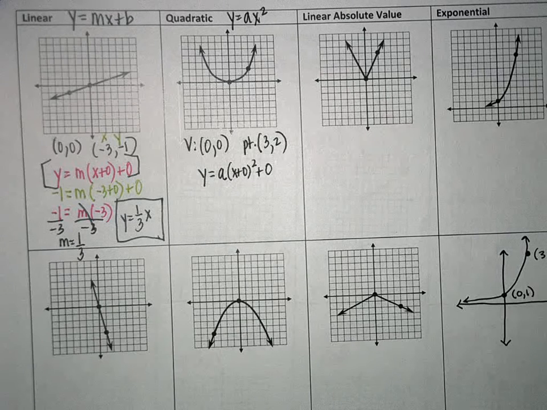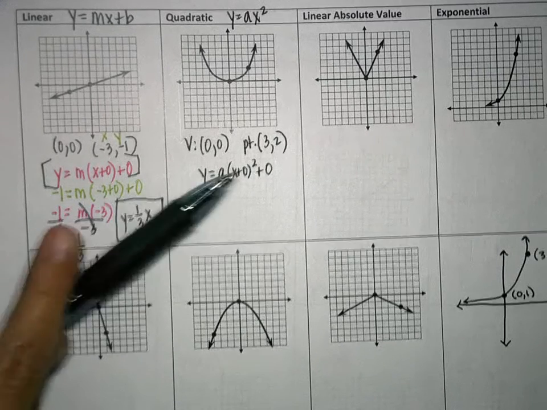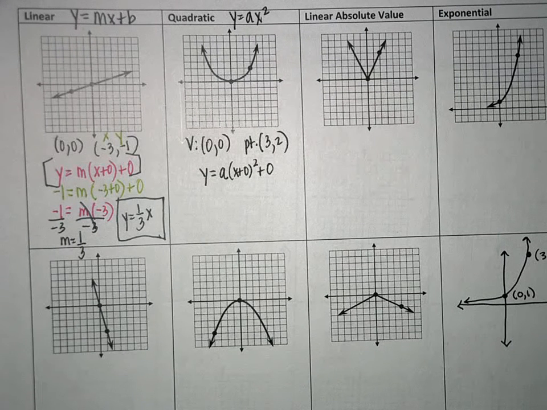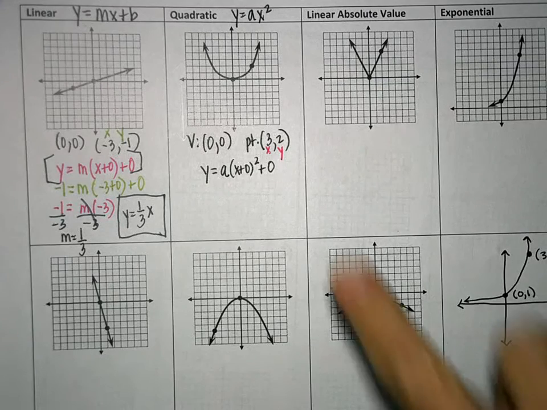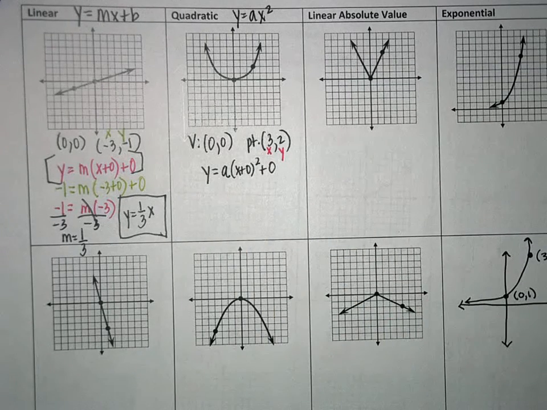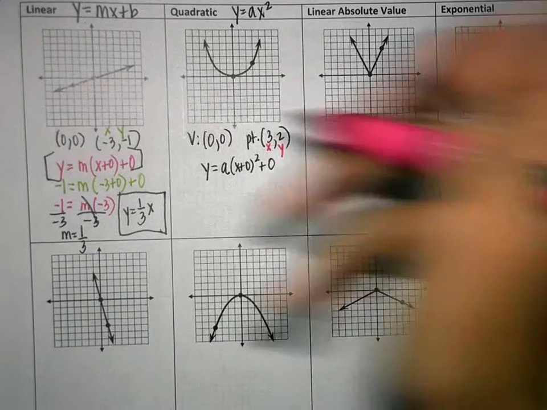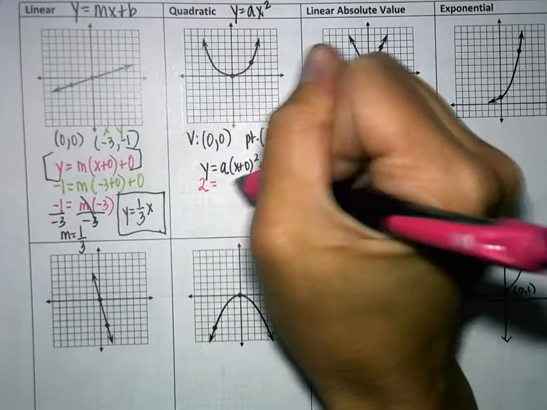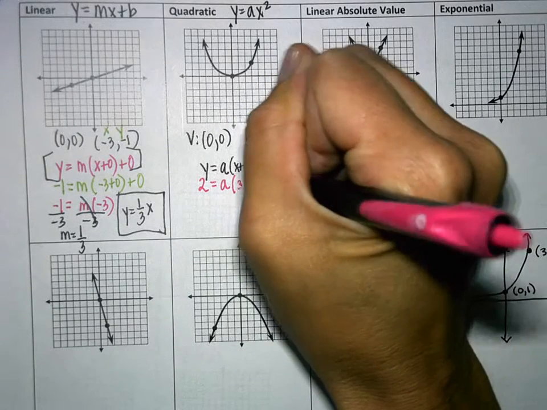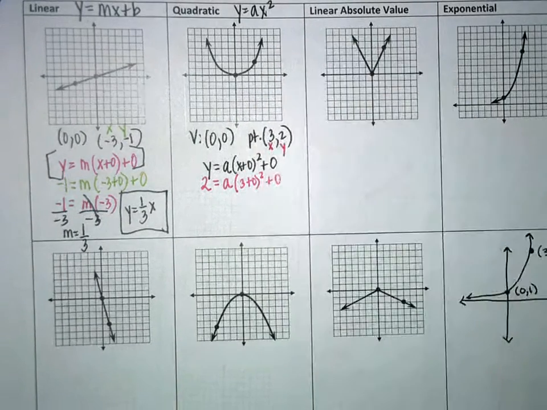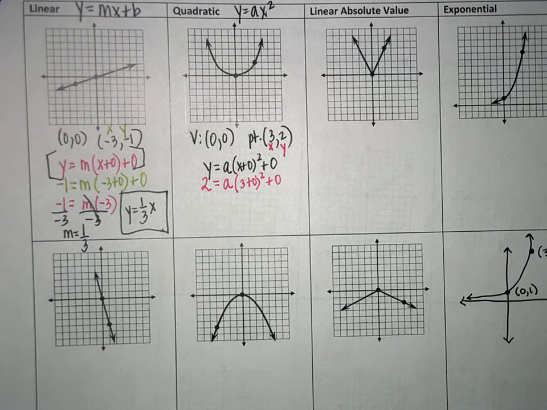Sorry, you don't even have to put that there if you don't want to. Okay, this is x, this is y. We are going to plug these values into this equation so we can solve for a. So when I write this now, I'm going to write it as 2 equals a parenthesis 3 plus 0 squared plus 0. So I'm just plugging in my x and y so that I can solve for a.